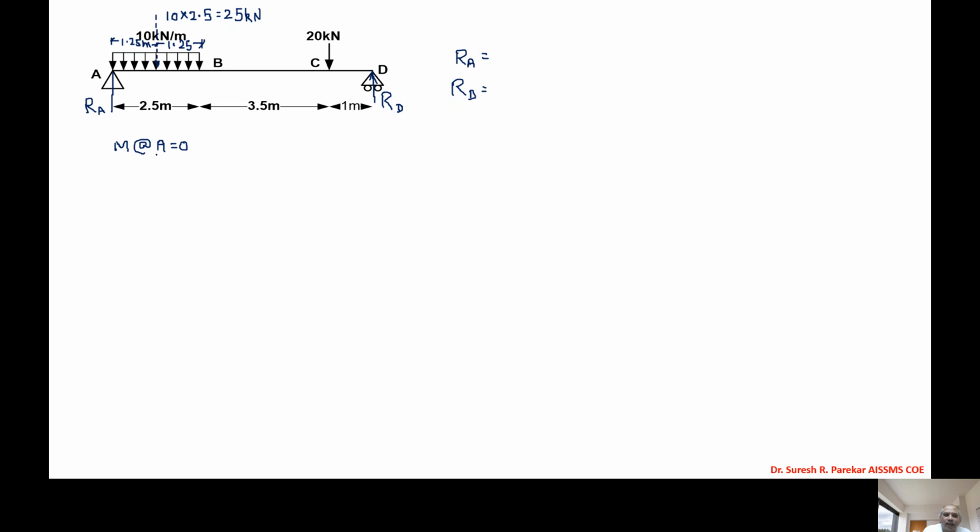Then we will take moment about A, and then we will get RA into 0, because we are taking moment about A only, plus due to 25 clockwise, plus 25 into 1.25. Then due to the 20 kilonewtons, we have 2.5 plus 3.5, so this distance is 6 meters from A to C. And then we have plus again 20 into 6. And due to RD anti-clockwise, so minus RD into 7, and that is equal to 0.